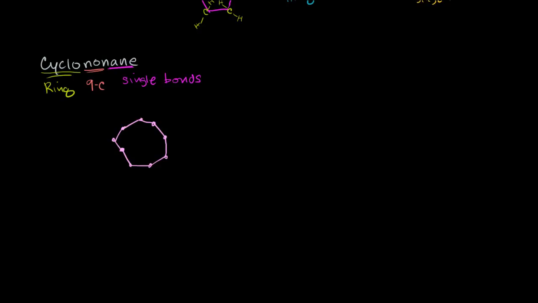So if someone were to tell you octane, and that word might feel familiar to you from the gas station, they are literally talking about the molecule octane. And now you know, or at least you have a sense of, what they're talking about. The oct tells you that you have 8 carbons. There is no cyclo in front of it, so it's not a cycle. It's just going to be a chain. And then the ane part tells you that they're all single bonds. So it's just going to be 8 carbons in a chain.